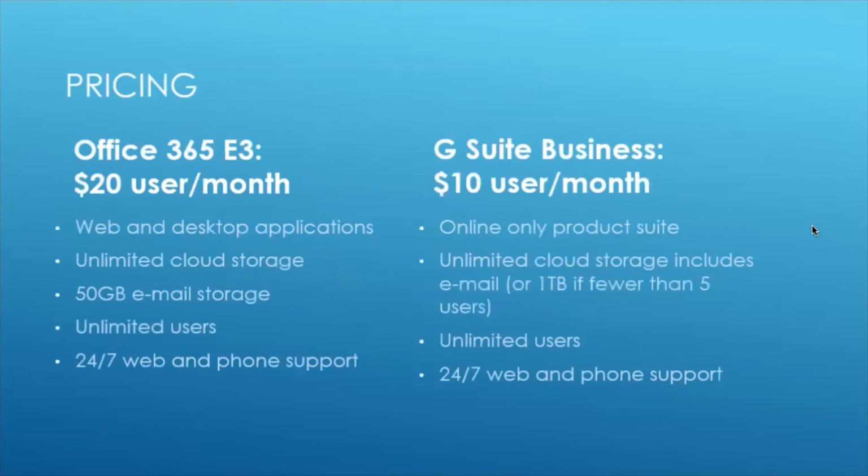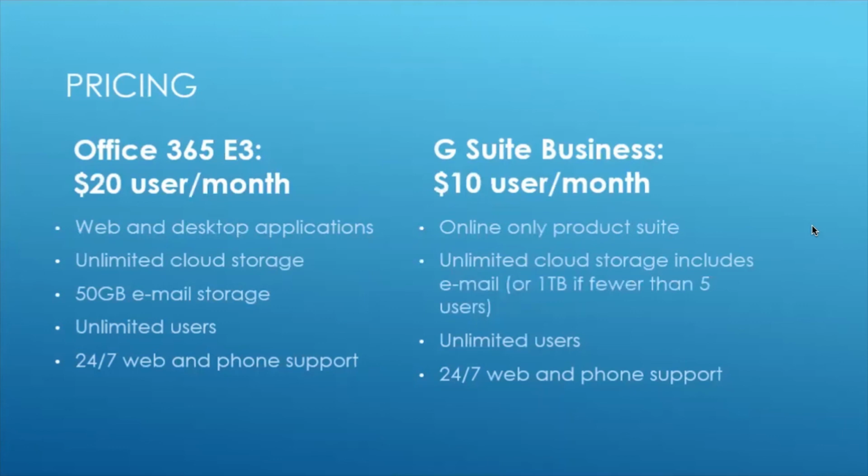Going on to pricing. Office 365, talking about the Enterprise 3 level, is $20 per user per month. These two levels are the most similar. There are plenty of other pricing options, but these are the ones that are the most widely used and the ones that will meet the most variety of businesses' needs. So Office 365 is $20 per user per month for the web and the desktop application.